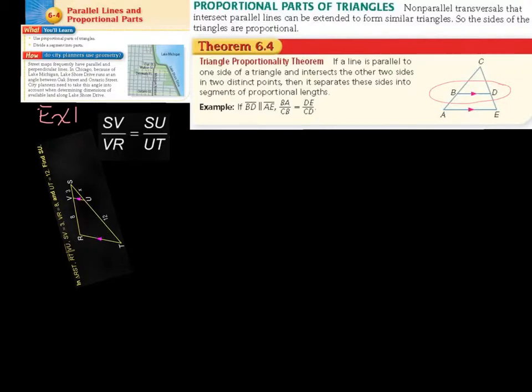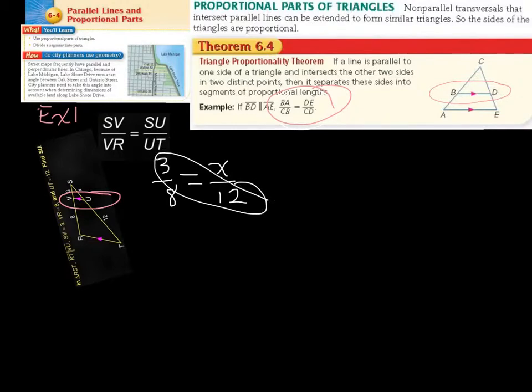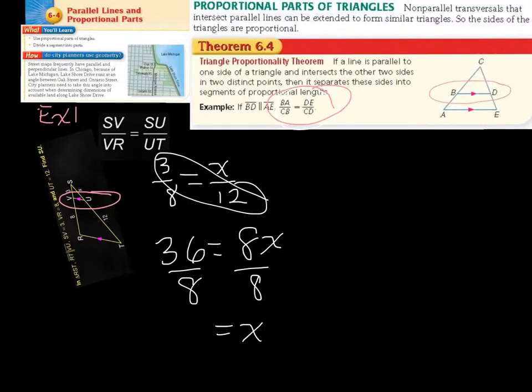I like this orientation better for our first one, so we can see how we set up our proportion. So I'm just going to write 3 is to 8 as X is to 12, and I'm imagining that as my fraction bar. Now it's easy to solve. We can just do cross products. So 36 equals 8x. Divide both sides by 8, and we get x is 4.5, or 9 halves, however you want to leave it is fine.